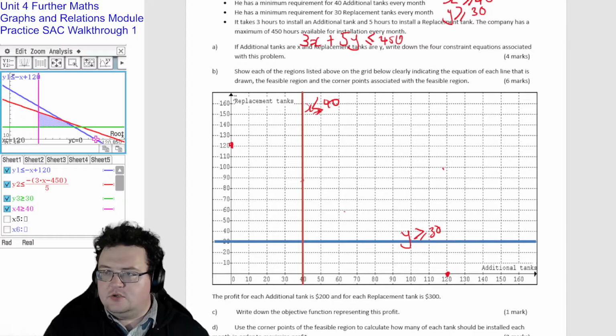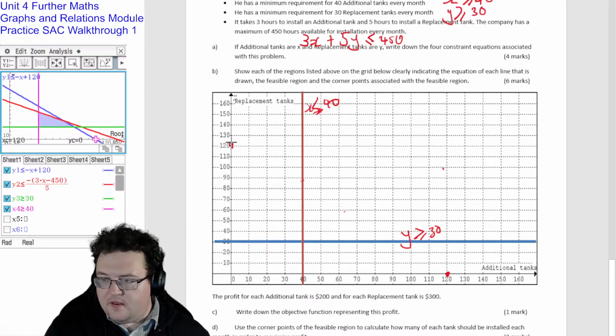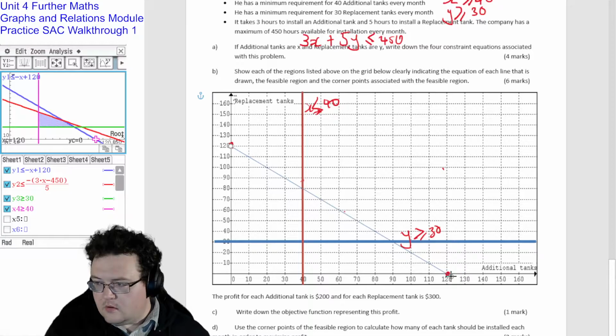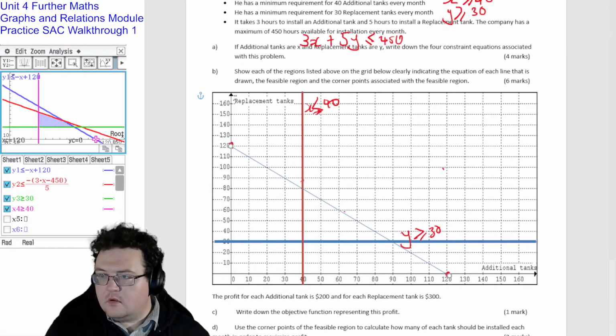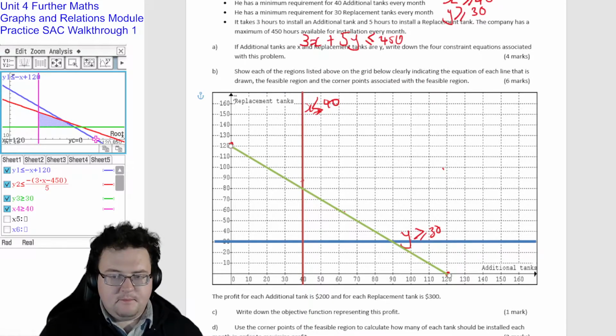And now I'm going to draw a line that passes through those 2 points. And I'll make it nice and thick for you guys. So that's the first one.